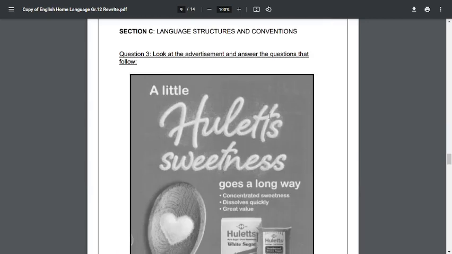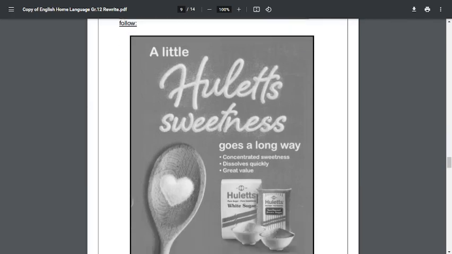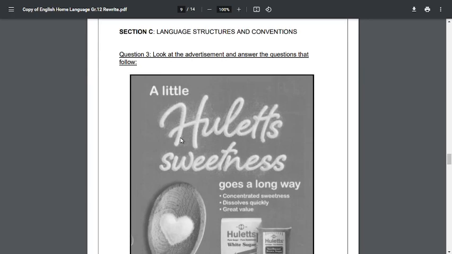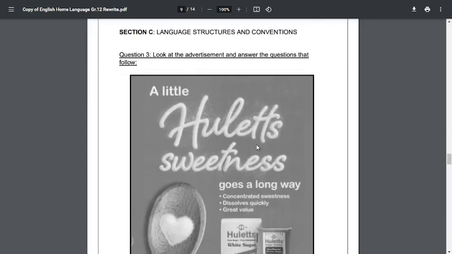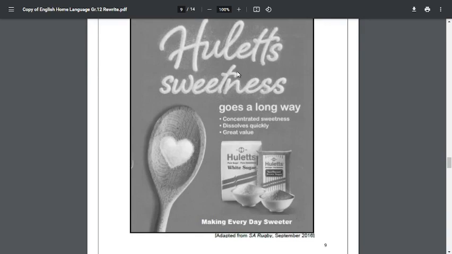Then we have section C, language structures and conventions. Look at the advertisement and answer the questions that follow. Okay, so here we have language structures and conventions. So this is often a dividing line, meaning that some people find this easier than the comprehension and the summary, and some people find it harder. So firstly, here we've got an advertisement. So you're going to analyze this advertisement.